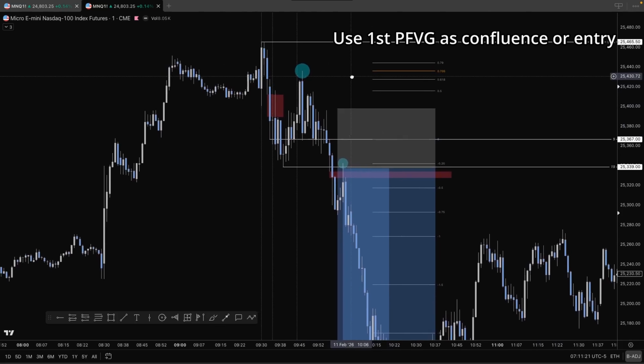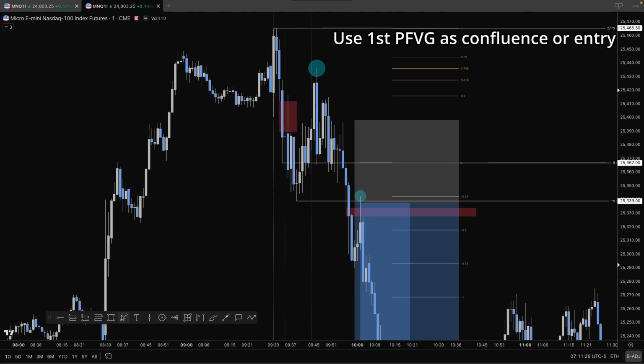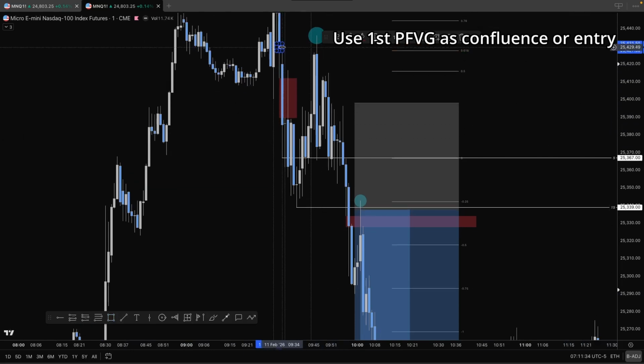For me, also pretty interesting is the first presented fair value gap. Can mark that out right here. It's super tiny, can't even expand it.